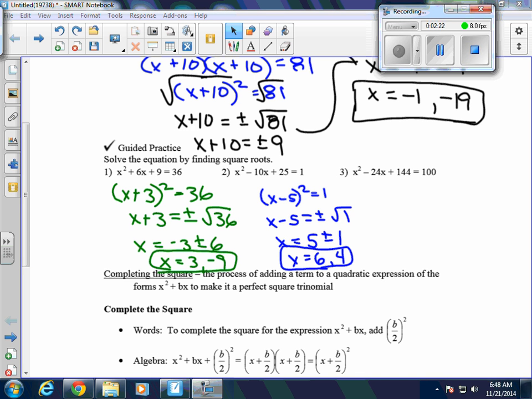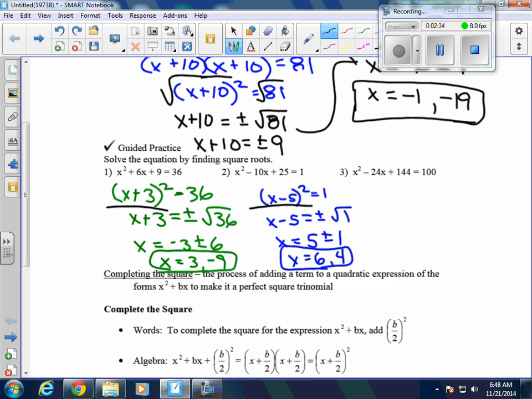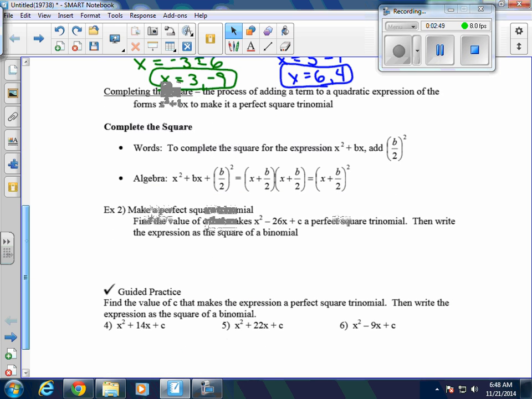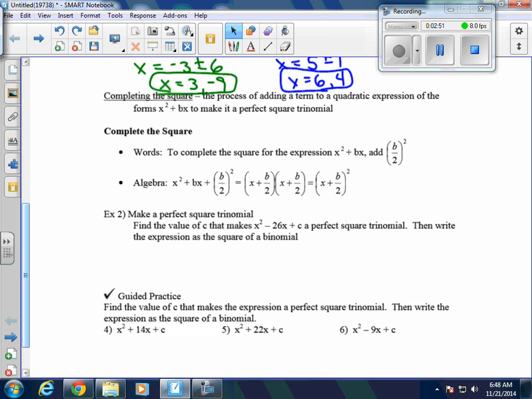Now what we're going to be talking about today is that we want all of our problems to look like that, so we can solve our quadratic equations by this same method. Notice here that we always got a perfect square on the left side. That's what completing the square is going to look like. We want the left side of our equation to be a perfect square trinomial, so we can simplify it like that and solve the quadratic equation. So completing the square is the process of adding a term to a quadratic expression of the form x squared plus bx to make it a perfect square trinomial.